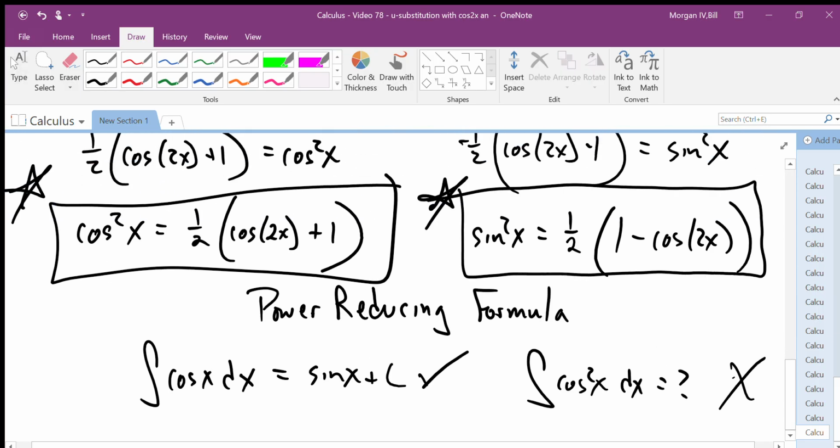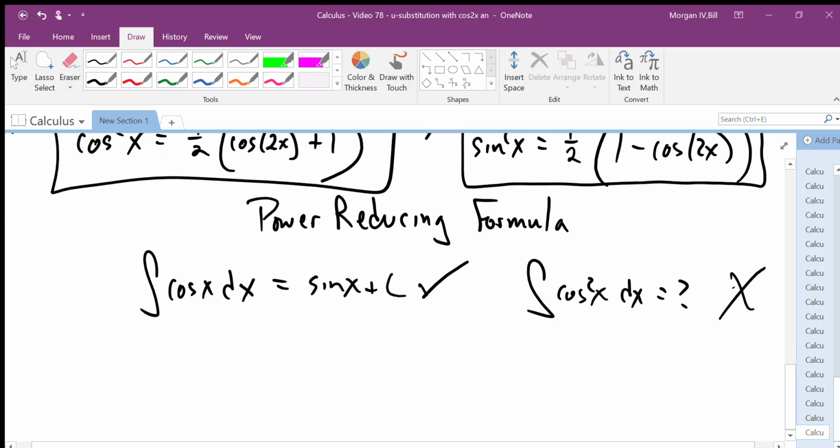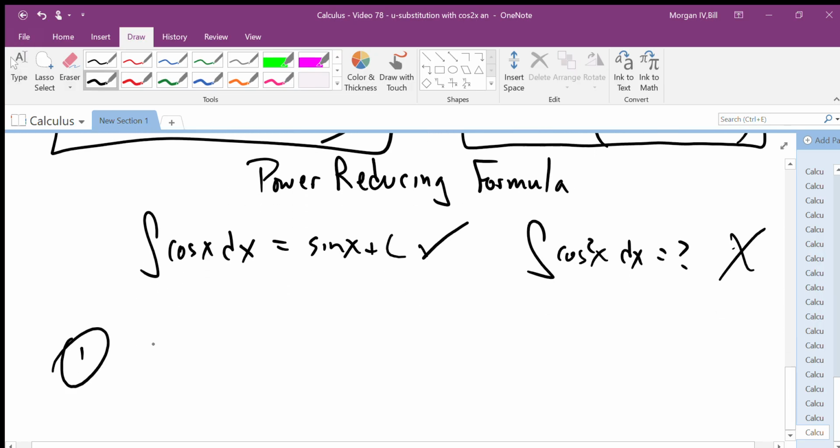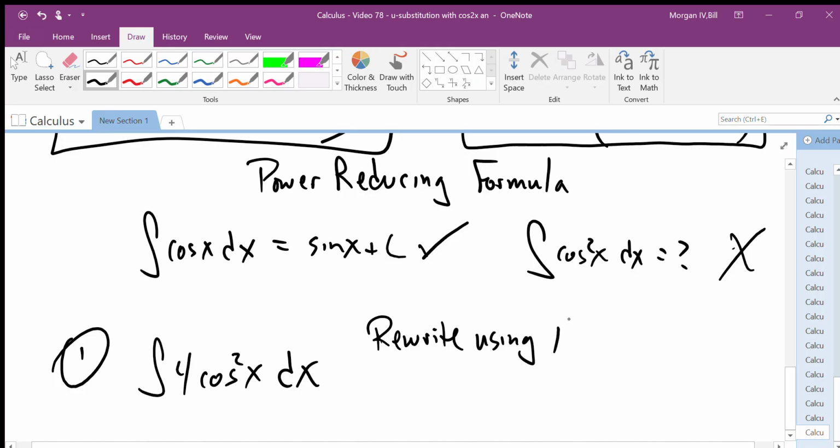We're going to use those two stars. I'll just do one. So for example, let's do the integral of 4 cosine squared of x dx. Okay, it's not a u substitution yet. It will be. We will use u substitution, but the first thing we're going to do is to rewrite this using the power reducing formula.